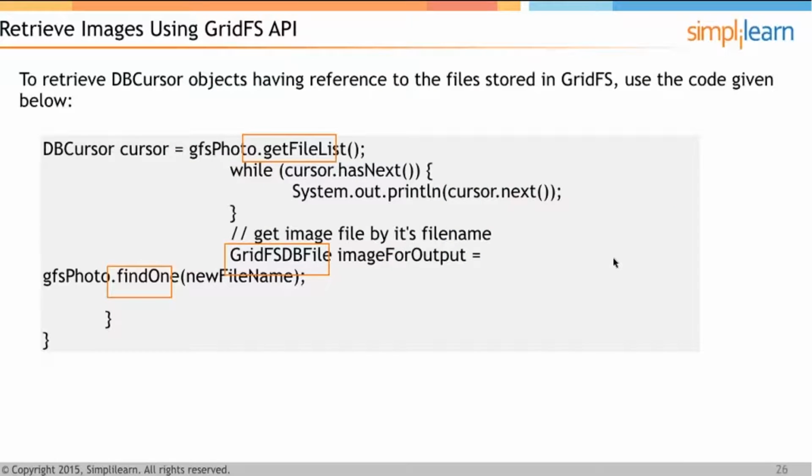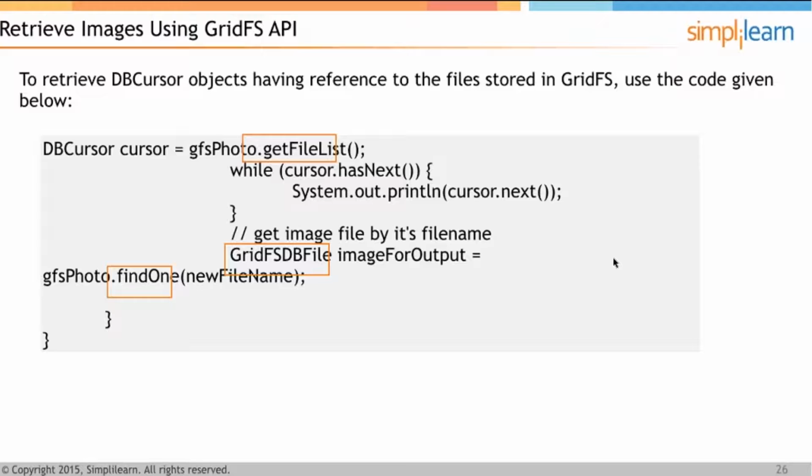Once I've stored my things into GridFS using the GridFS API, how can I actually retrieve those images back? To retrieve DB cursor objects having reference to the files stored in GridFS, we can use the code below. I make a cursor object of the DB cursor class and do a GFS photo dot get file list. It's going to return a cursor, so now my cursor, cur, has the list of all the files I have. I iterate through a while loop: while cursor dot has next, keep printing out cursor dot next. I'll keep getting the images from my GridFS right there on my screen.